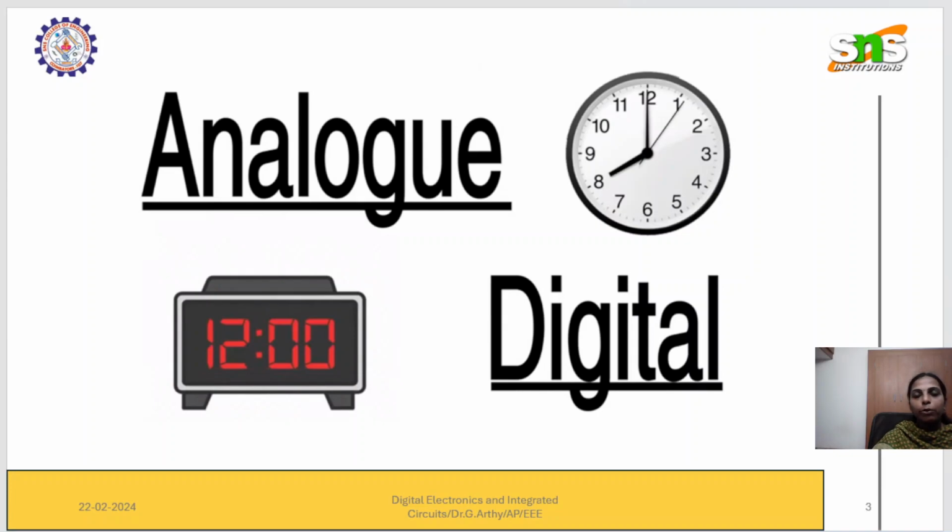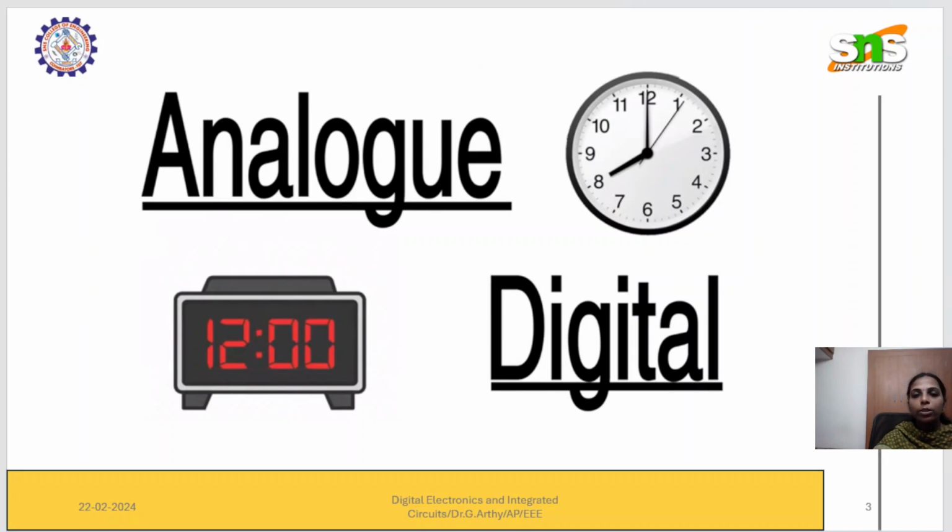So first, before entering into what is digital electronics, we need to know the two major types of signals. One is analog signal and the second one is digital signal. So what is an analog signal? A signal that varies continuously with respect to time and amplitude is known as an analog signal. Signals which are discrete with respect to time and amplitude are known as digital signals.